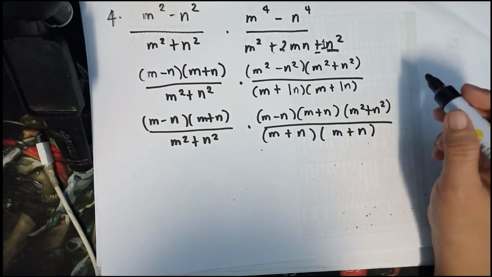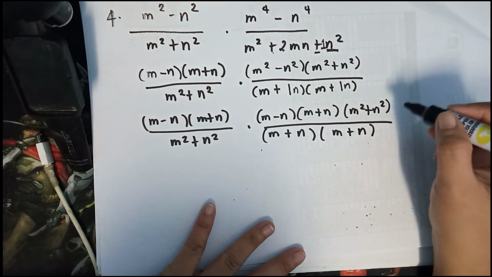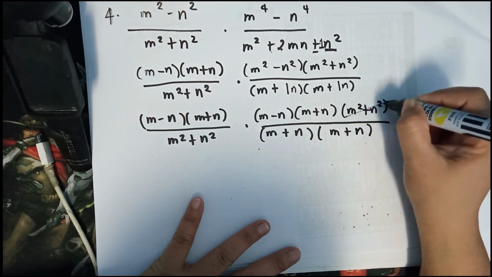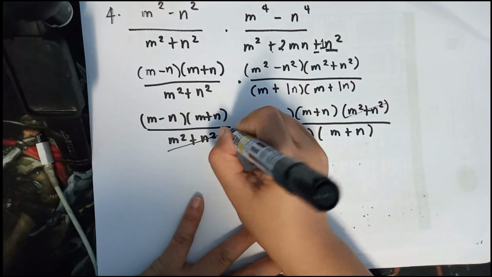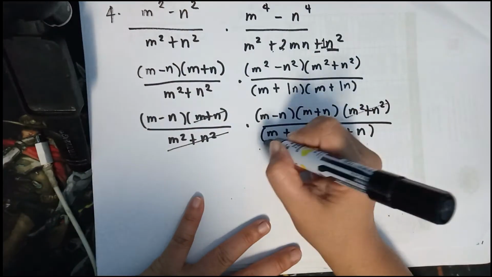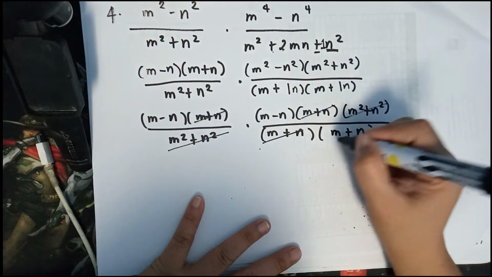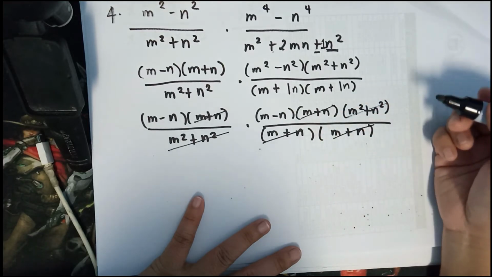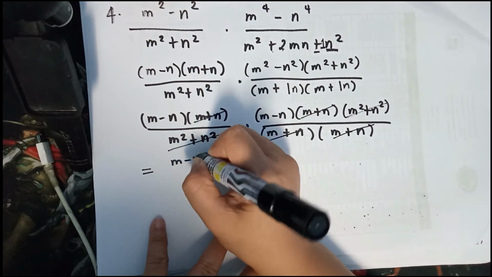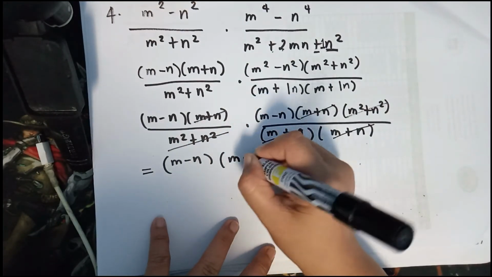Now, compare the numerator and the denominator. Cancel out those who are common. M squared plus n squared common with m squared plus n squared. Next, m plus n, m plus n. Still m plus n and m plus n. And our final answer is m minus n and m minus n.